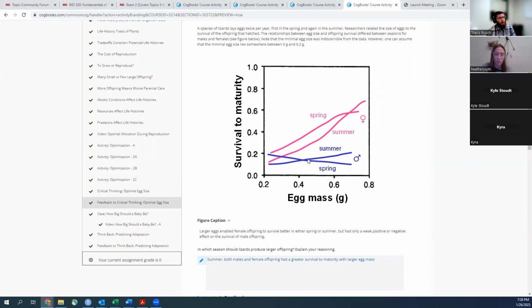I mean, it depends on where we are, right? Because both of them technically cross. So in the summer, yeah, I said bigger males would be better, but in the spring, it really doesn't. Actually, smaller males would be better.